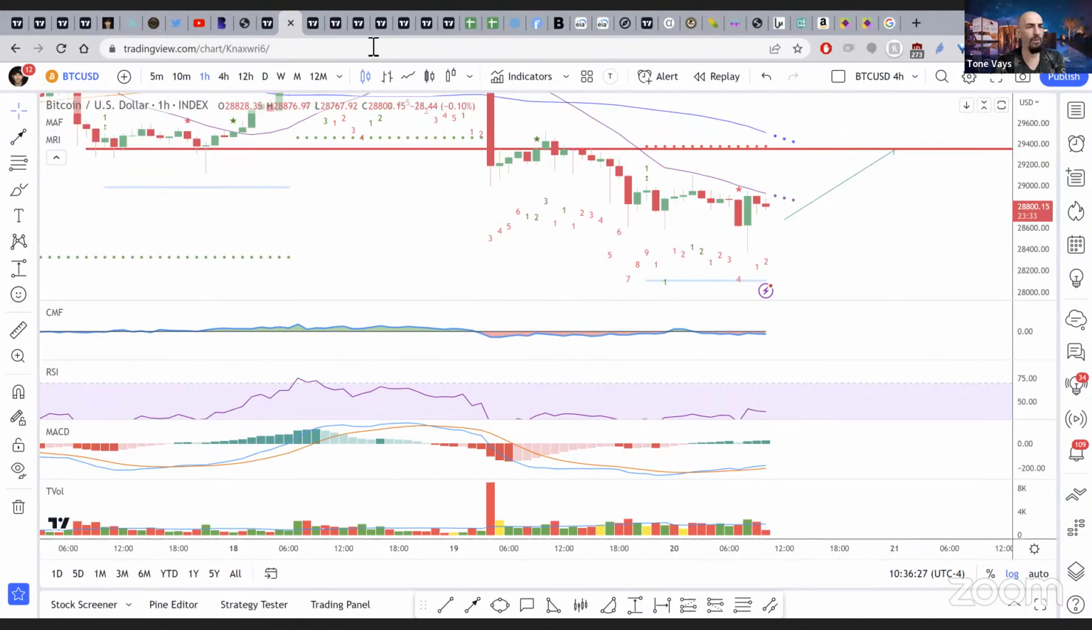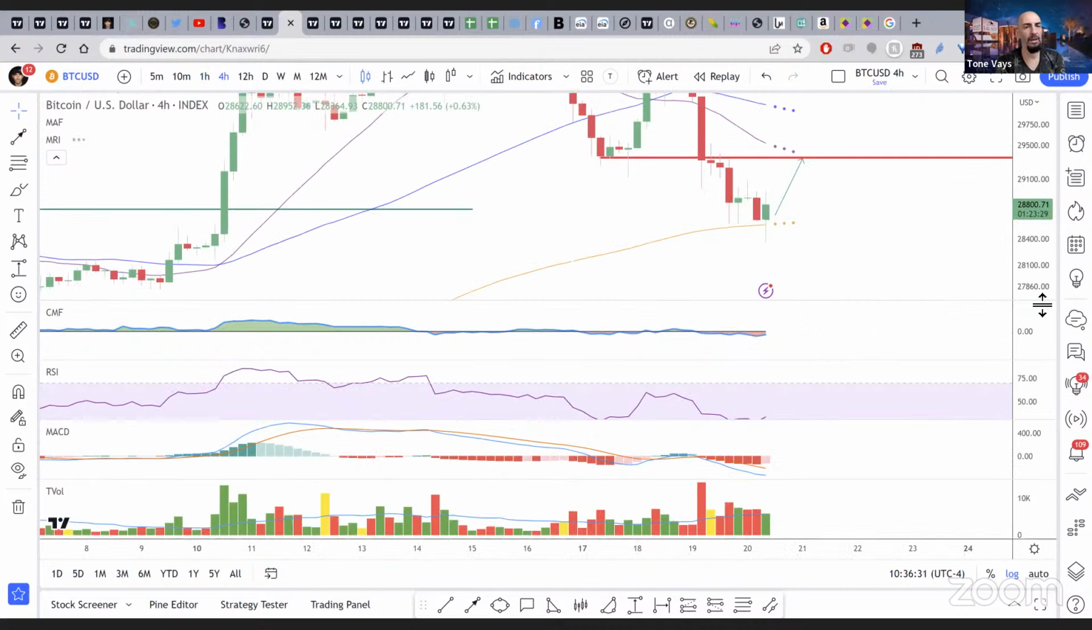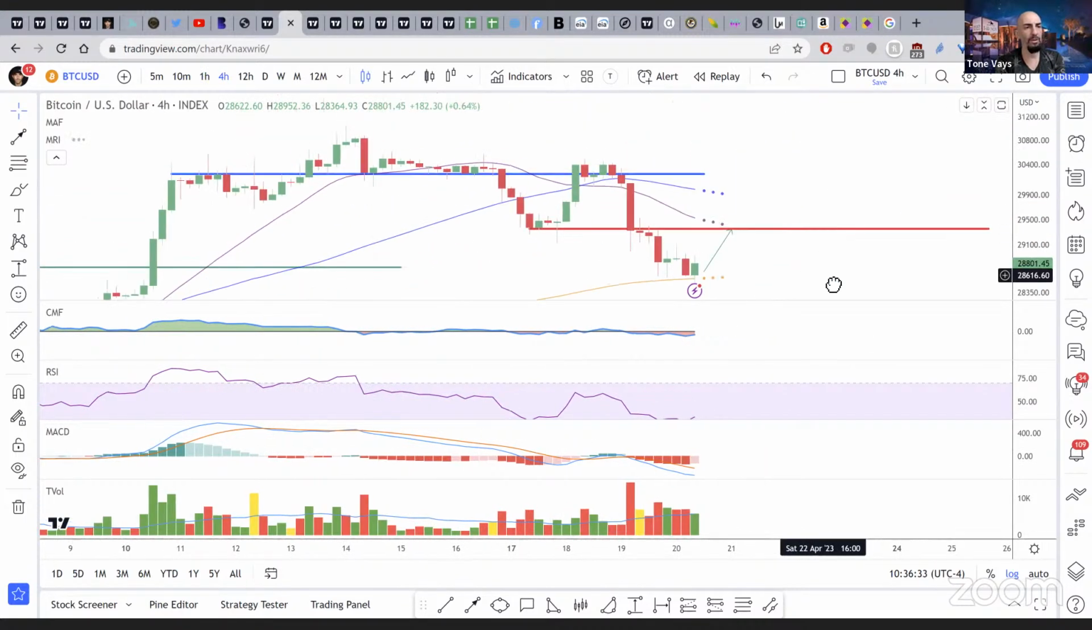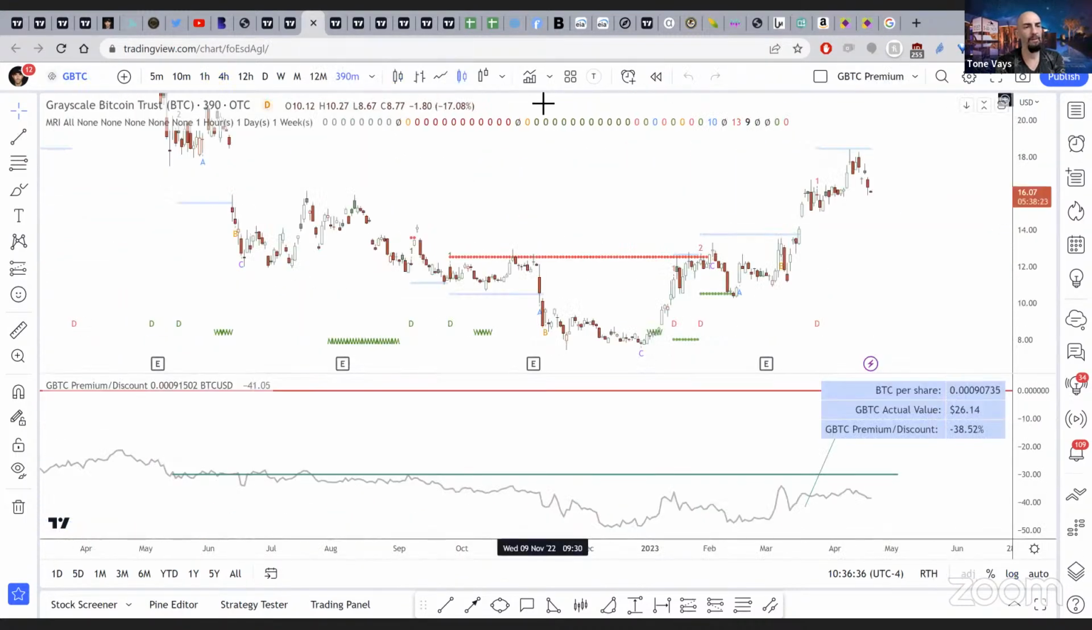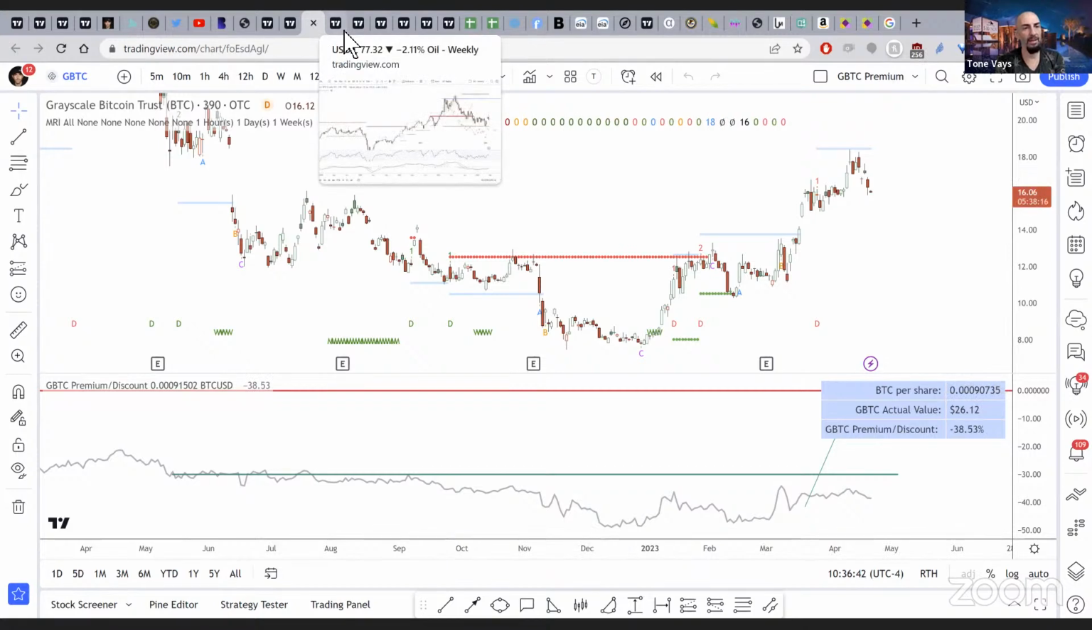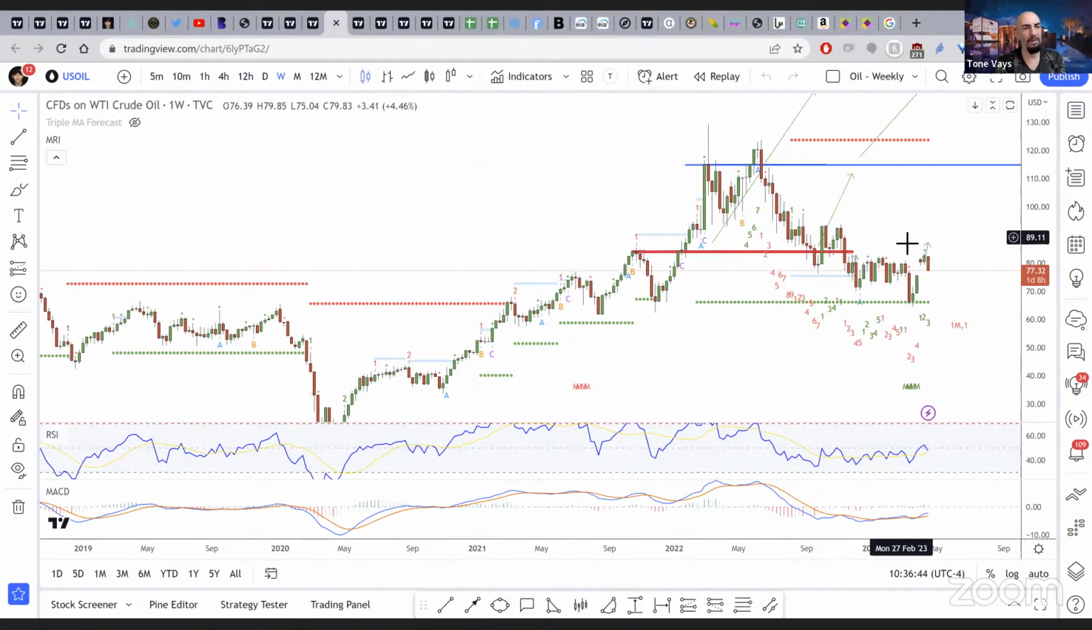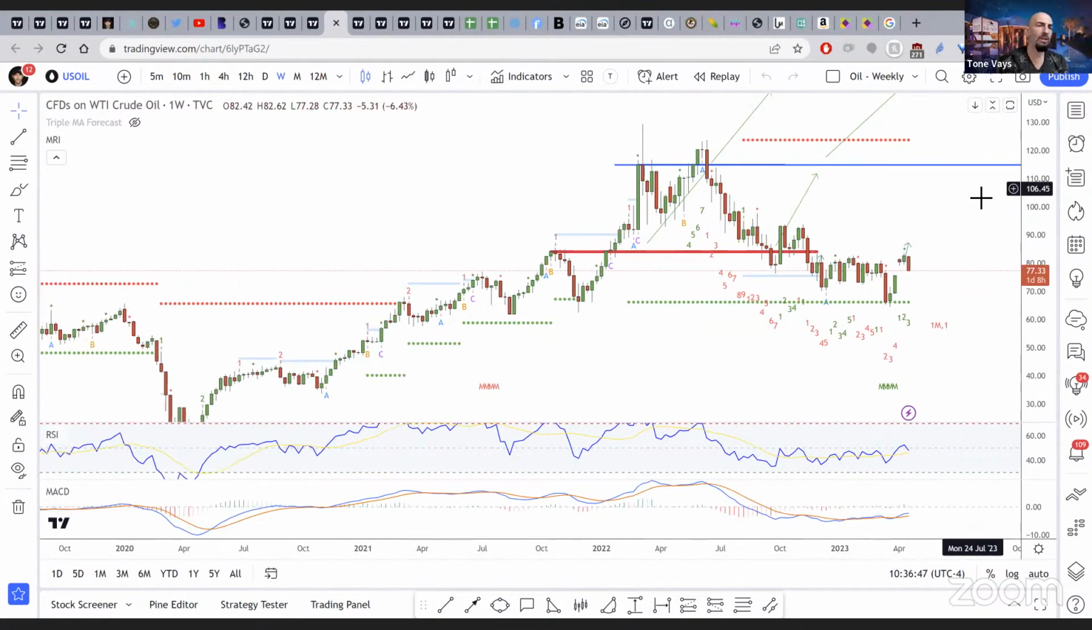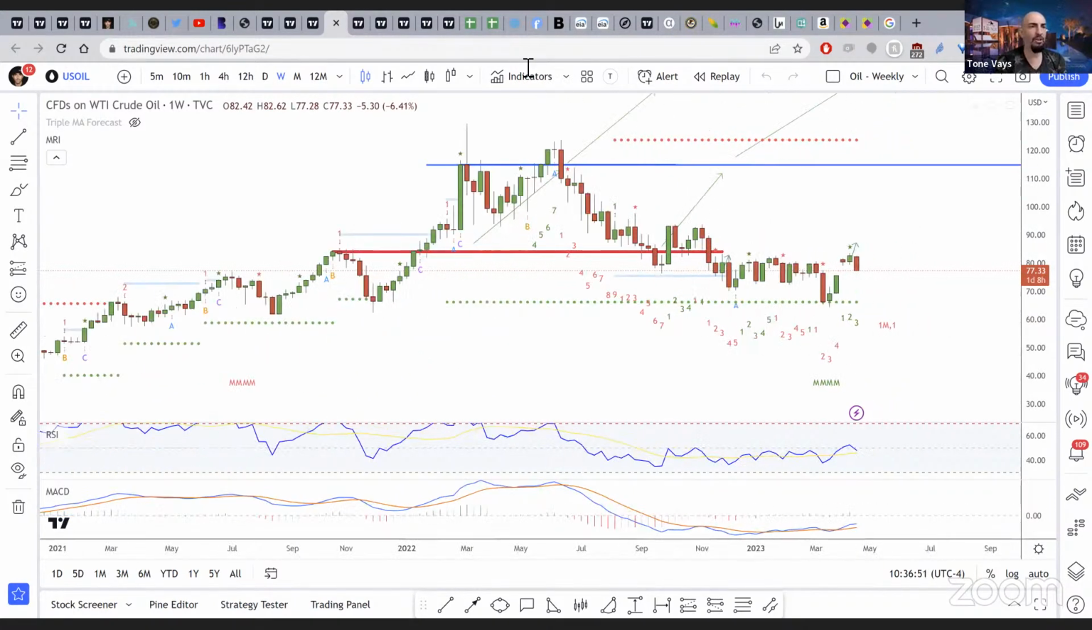This is our 1 hour chart. We already looked at that. The 4 hour chart looks a lot cleaner for a stronger bounce. Well, GBTC discount is still struggling because we never really had a big move up in price. This is oil. Oil is closing the gap, which is interesting.